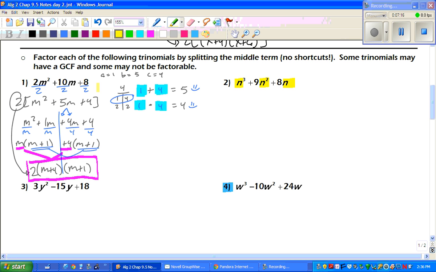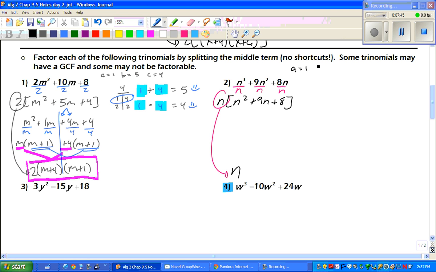See how all of them have a variable? We can pull out a variable from all of these. Okay, so we're going to pull out an n. So the n comes out front, and we're left with n squared plus 9n plus 8. Now I don't want to forget the n, so I'm going to bring that all the way down here, so it's in my final answer.